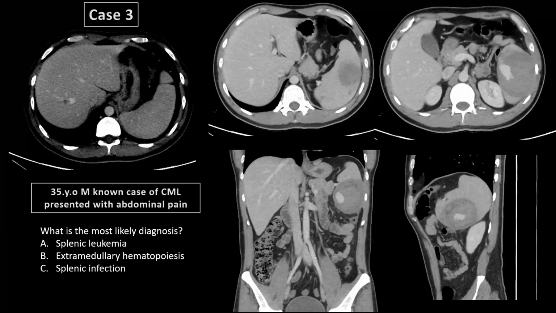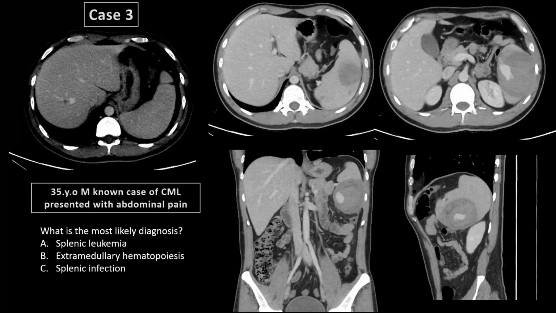Most of you said it's splenic leukemia. Others are divided into extramedullary hematopoiesis and infection. So this is actually a non-specific finding. We can see here multiple well-defined small hepatic and splenic lesions, and a large focal mass in the spleen that is showing active bleeding or hemorrhage. So when we saw this case, we said this is a leukemia infiltration with bleeding.